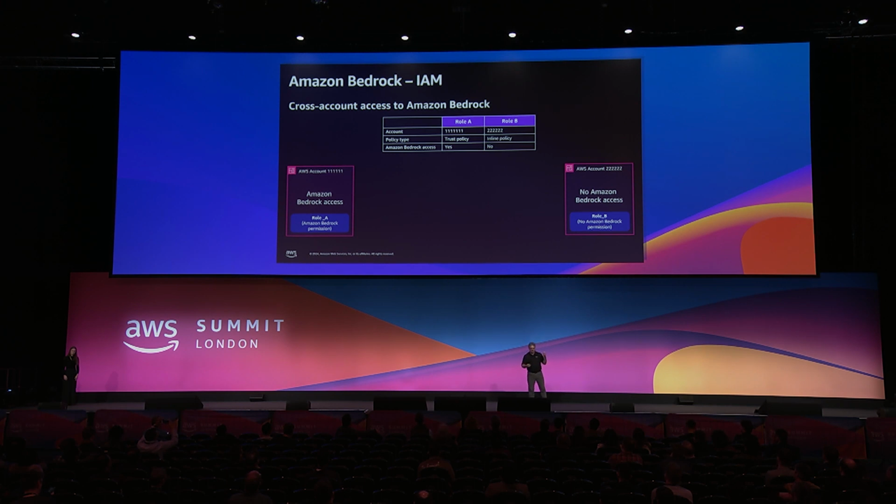We have account role A and role B. Role A is in the ones account, and role B is in the twos account. Role A can do anything on Bedrock, because they've got permission in that account to basically call anything they like. But the poor people who have got role B in the twos can't do anything. So what do we do? Well, we're back down to basically having roles being assumed again.